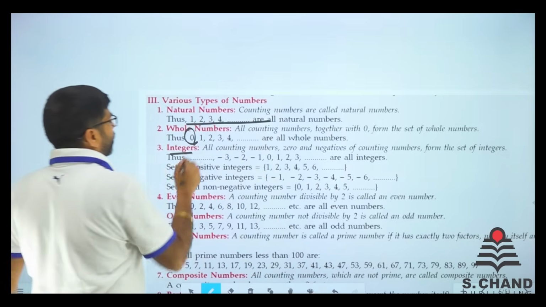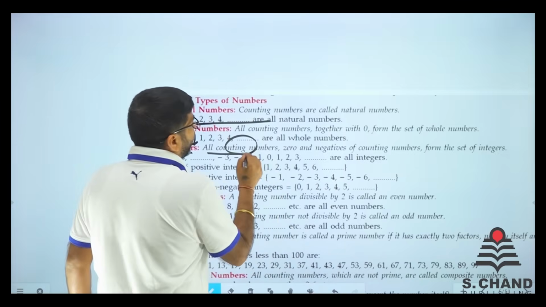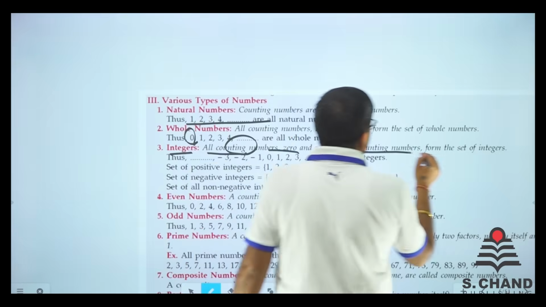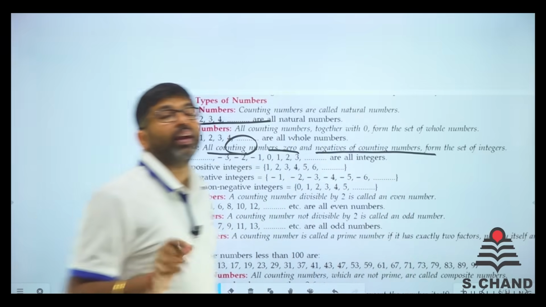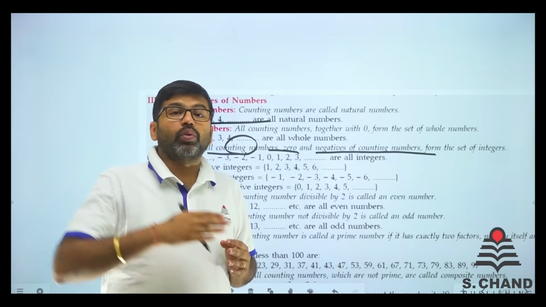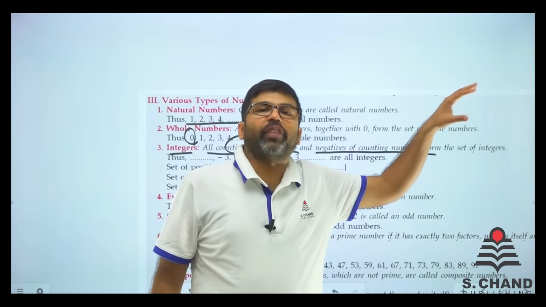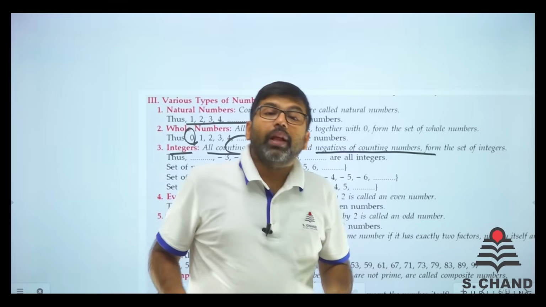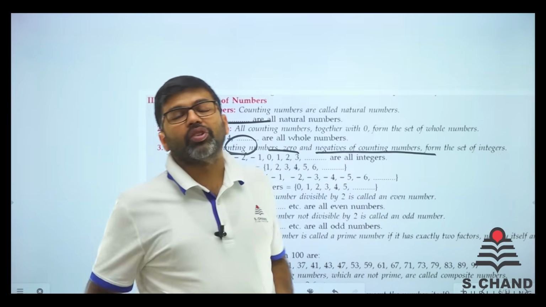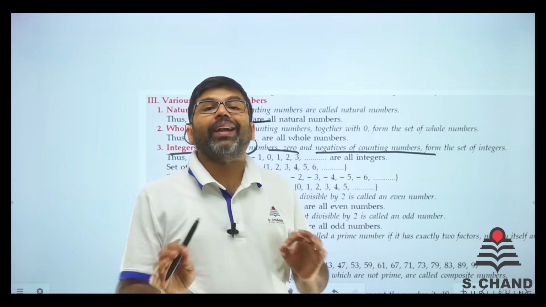Now we have integers. What is an integer? All counting numbers, 0 and negative of counting numbers are integers. Integers means 1, 2, 3, 4, 5, 6, 7, 8, 9, 10, 0 and minus 1, 2, 3, 4, 5, 6, 7, 8. So whole numbers plus all the negative numbers. These are known as integers.